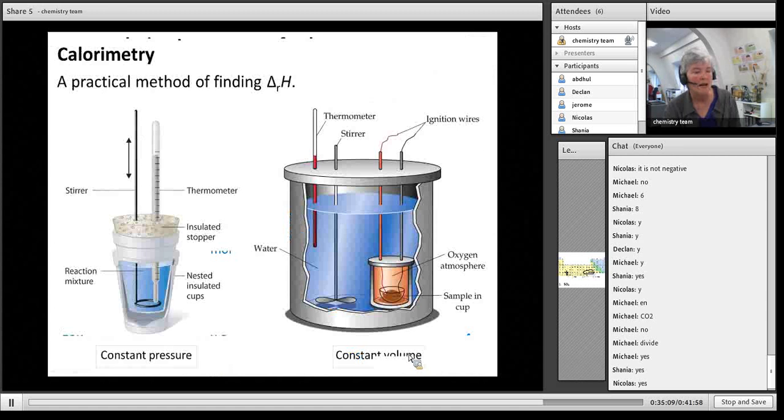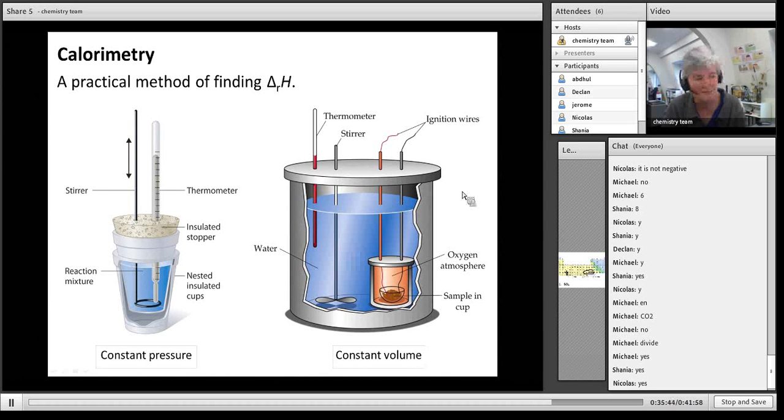Okay, now you don't have to do the ins and outs of calorimetry. That comes next year. I'm just showing this picture here because this is the way the chemists find out the bond energies and how much heat is being released. So it's either what we call the coffee cup calorimeter, and that's done at constant pressure because it's open to the atmosphere, and it's normally in insulated cups, and you measure the change in temperature.